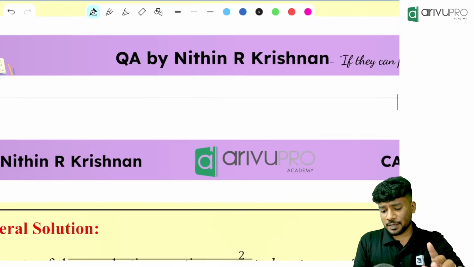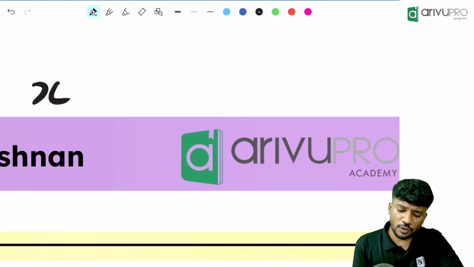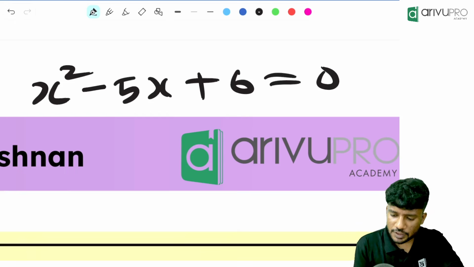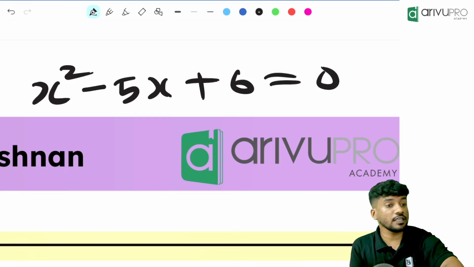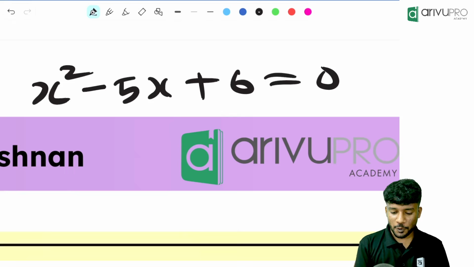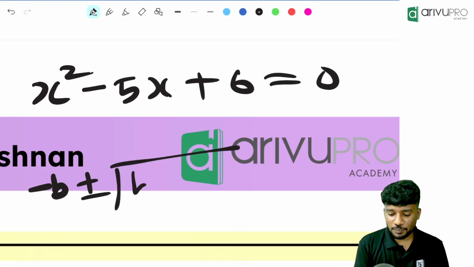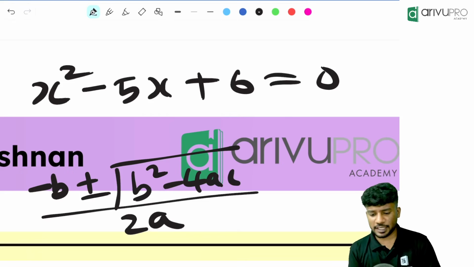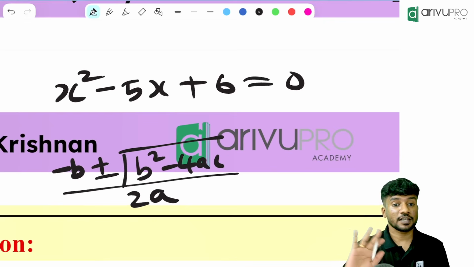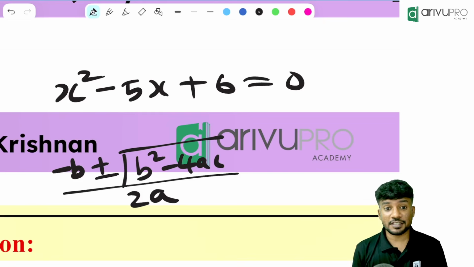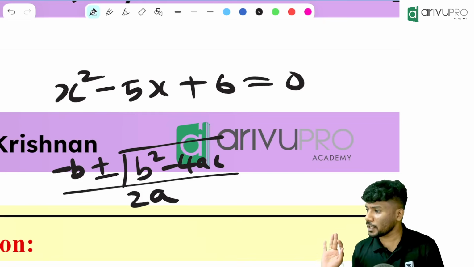I'll give an example. Which quadratic equation did I tell you before? x square minus 5x plus 6 is equal to 0. This is the given quadratic equation. You should find me the solutions, or the roots. Now, what is the formula? Minus b plus or minus root of b square minus 4ac divided by 2a. You may say you know in the factorization method you can find it faster. We will not be using factorization. I'll show another method in the future. If factorization doesn't work, this formula method only will work.